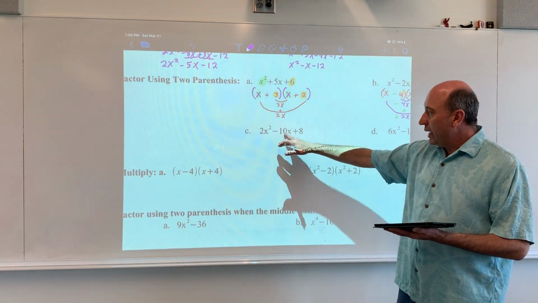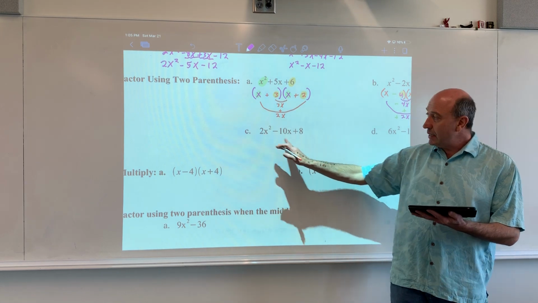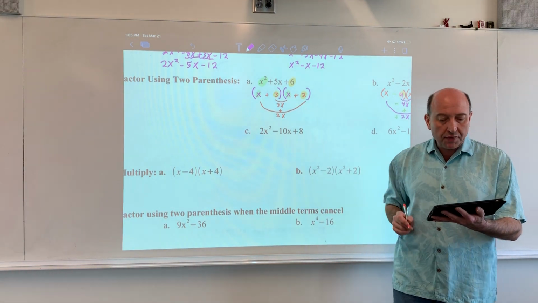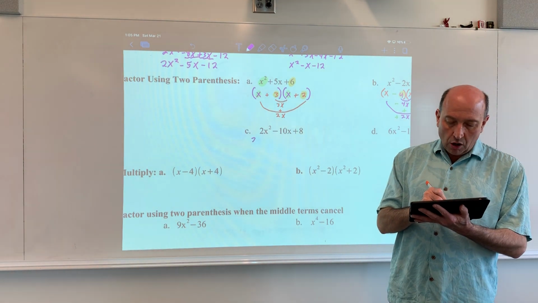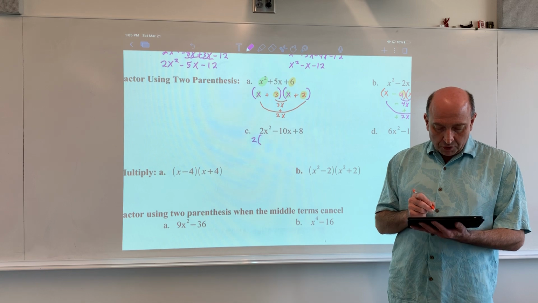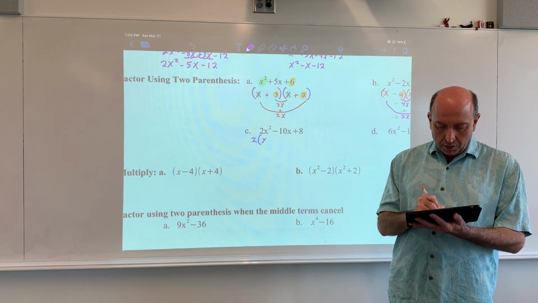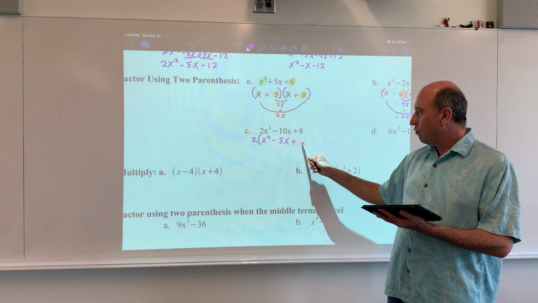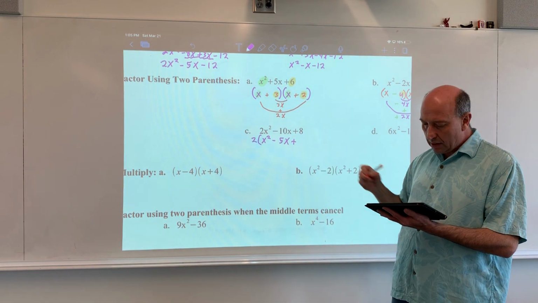There's a 2 in common. If there's a 2 in common, you're going to have to factor it out eventually. You want to look for that step first to make all the numbers then smaller and easier to work with. So if you take out a 2, you're left with x squared minus 5x plus 4. 2 times 4 is 8.